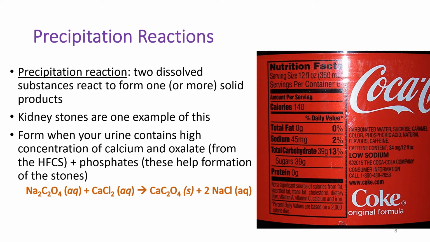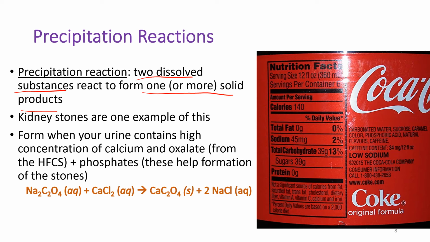We are talking about these solubility rules because we are trying to get to precipitation reactions. I needed to introduce those things first, about the solubility rules and about dissociation. A precipitation reaction is whenever you have two dissolved substances, usually two ionic compounds that are dissociated in water, reacting to form one or more solid products.